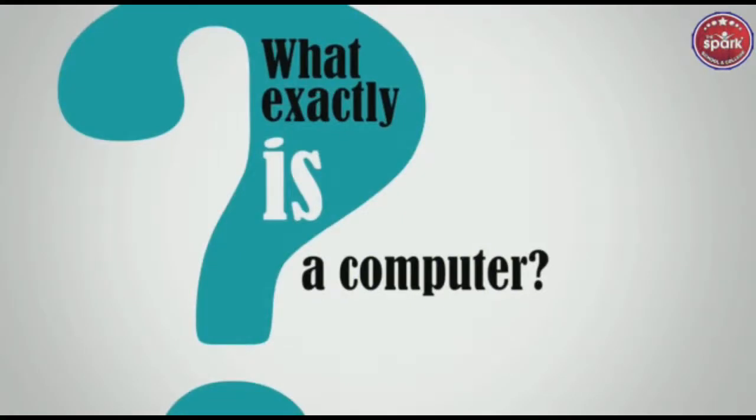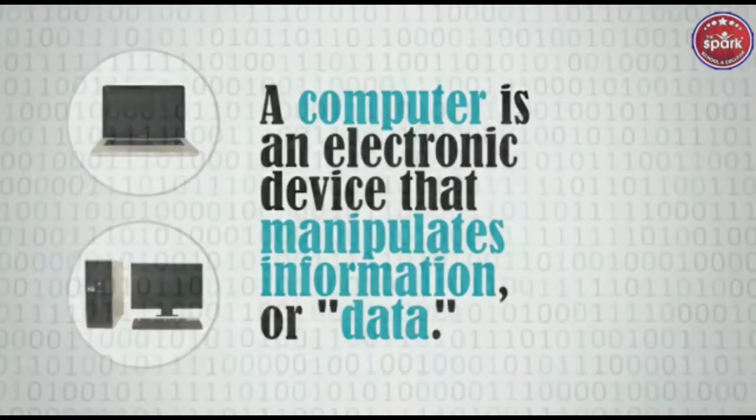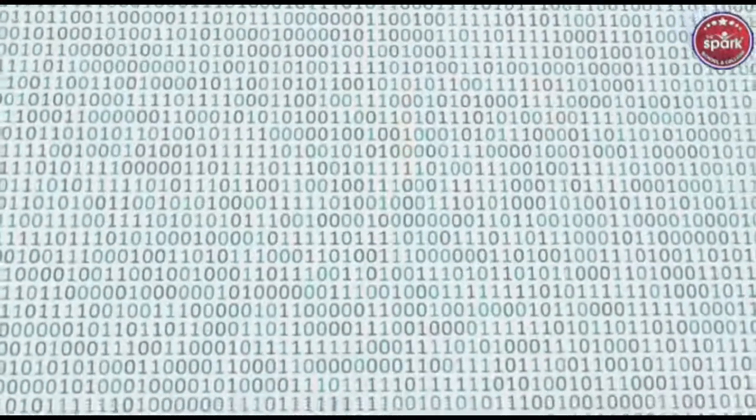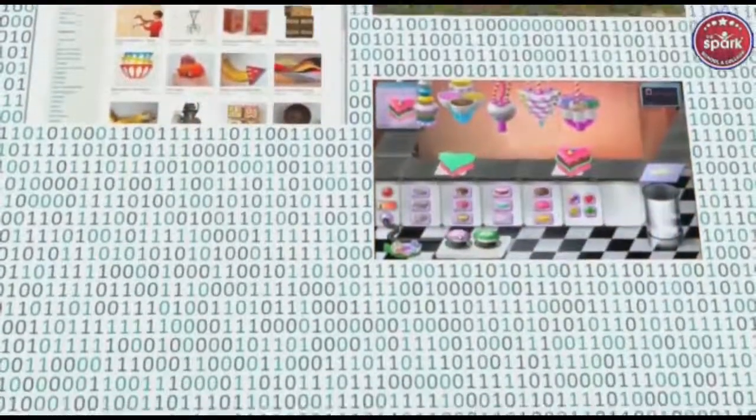What exactly is a computer? A computer is an electronic device that manipulates information or data through binary, which is a machine language, and it manipulates data, as I've told you, through processing. Whatever data we have, we can transfer, either videos, audios, whatever.